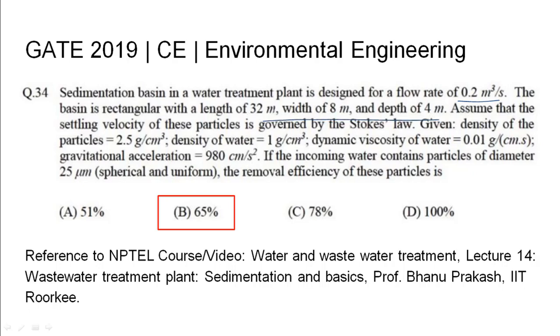So a sedimentation basin was given whose flow rate was known, the dimensions of the tank were given, and it was told that the particle settling is governed by Stokes' law. The diameter of the incoming particles was given, and the removal efficiency or the settling efficiency for these particles was found out to be around 65%. That is option B. The relevant NPTEL reference has been listed.